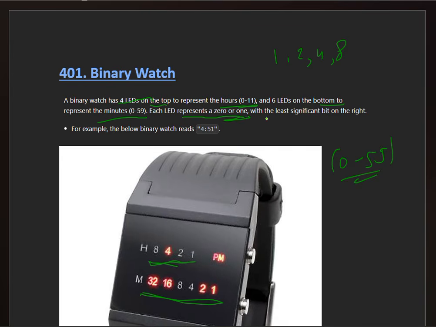If it is off, then it represents 0, else it represents 1, with the least significant bit on the right. So if you look at this watch, what time is it showing? The hour is 4 and the minute is 1 plus 2 plus 16 plus 32, that is 51. So this watch is showing the time as 4:51, right?